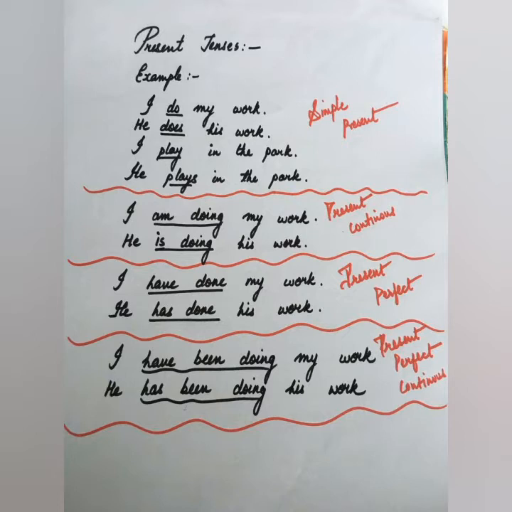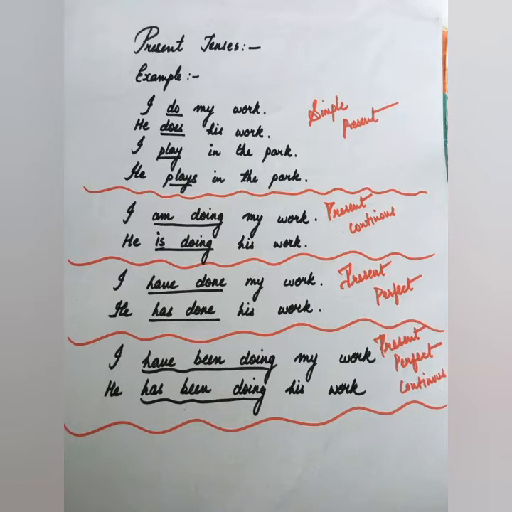We use have with I, so the sentence goes as I have done my work. He has done his work. They have done their work. That example I have not written, but it will come in the same form.